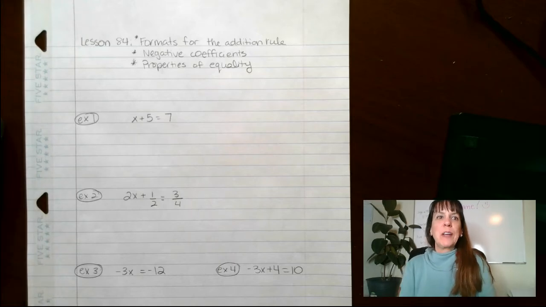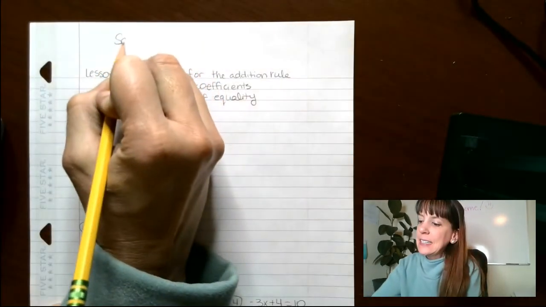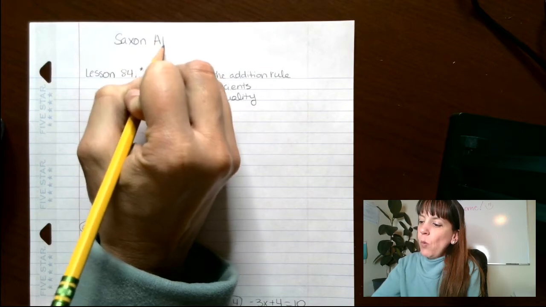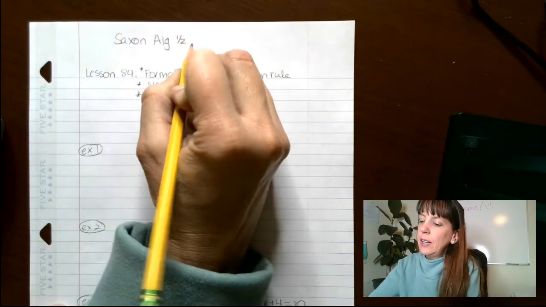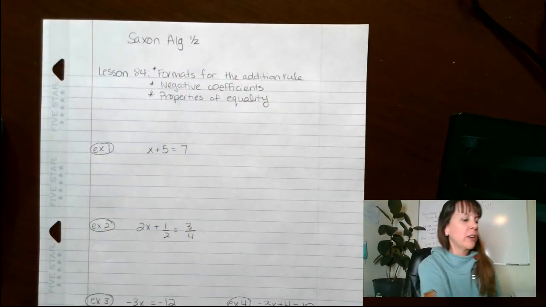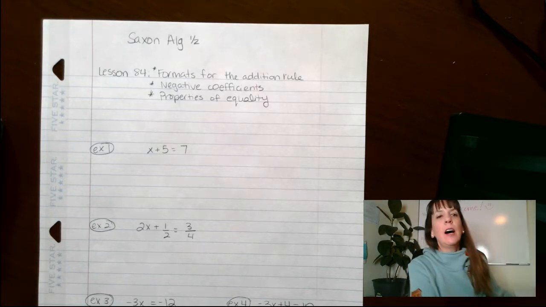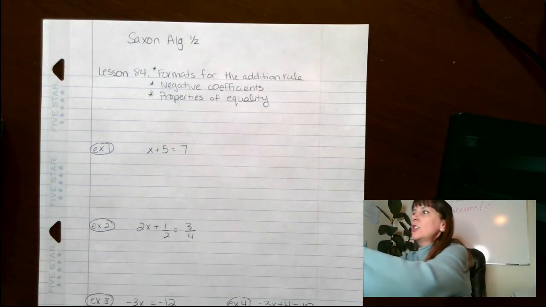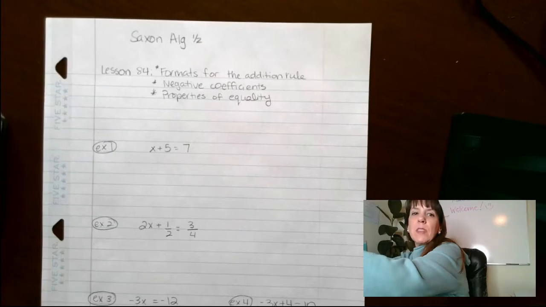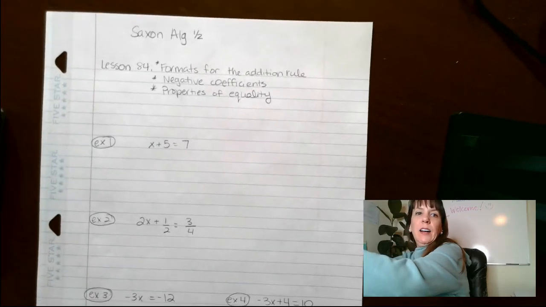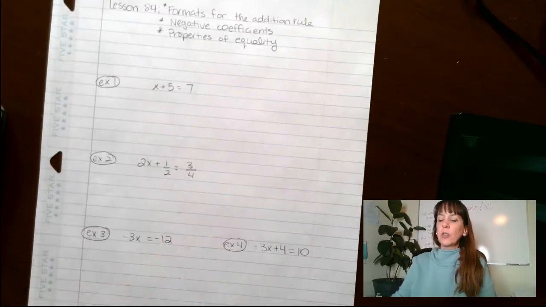Hey guys, welcome back. We are talking today, this is Saxon Algebra 1/2, lesson 84. We are in the third edition of that book. We are talking about formats for the addition rule and the properties of equality. So this is the way this works when we're solving equations.